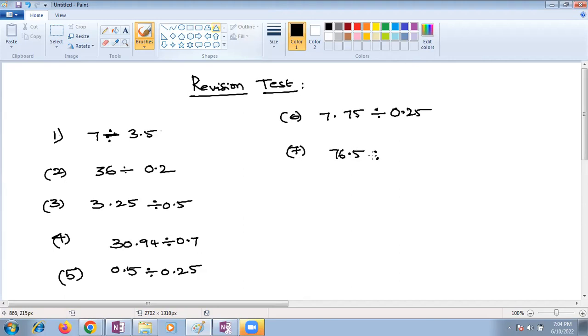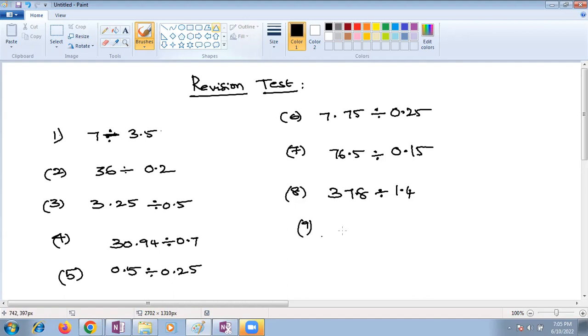$76.5 divided with 0.15. Very important, children. That's why I'm stressing this. Ma'am, you're giving all of the sums at division. From textbook only, children. Same model. Divisions, different types of divisions. One is one decimal place on numerator and denominator also one decimal place. Another one is unequal number of decimal places.